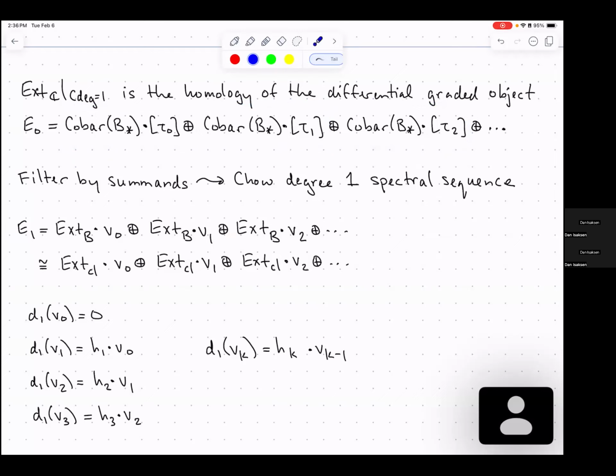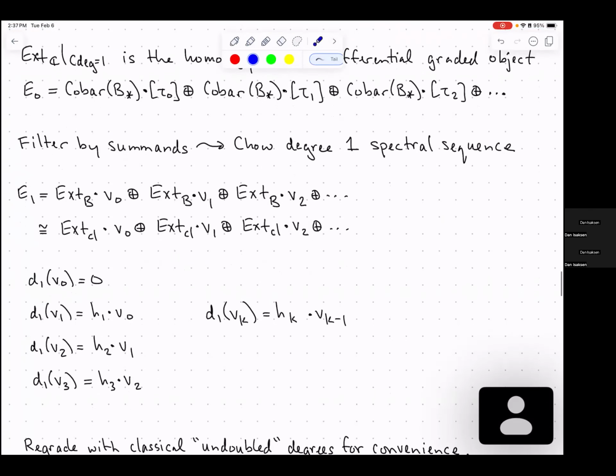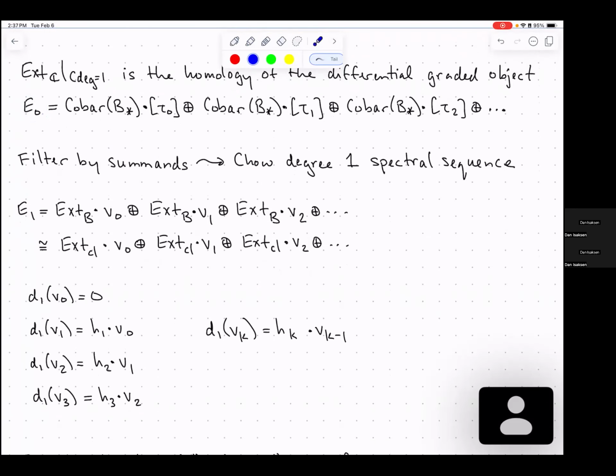That leads to a spectral sequence in the usual way. If you have a differential graded anything and you filter it any way you want, then you get a spectral sequence. Whether it has good properties and you can compute it is a different story, but you get a spectral sequence. So this is E0, and then E1 is when you take the part of the differentials that don't shift the filtration at all, which is just the differentials internal to this cobar for B star. When you take the differentials internal to cobar B star, you get Ext of B.